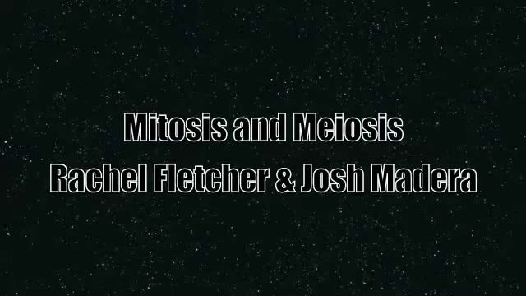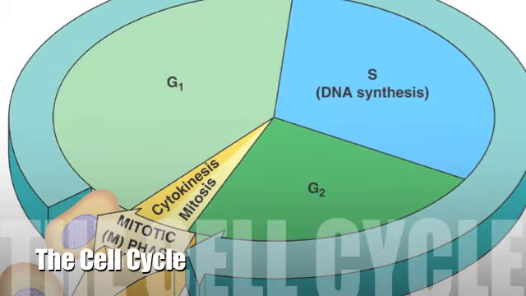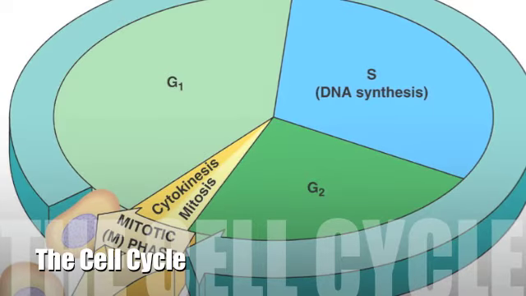The cell cycle is an important process that all cells undergo. It is comprised of three stages, which are interphase, mitosis, and cytokinesis. Interphase is as well comprised of three stages, which are the G1 phase, the S phase, and the G2 phase.